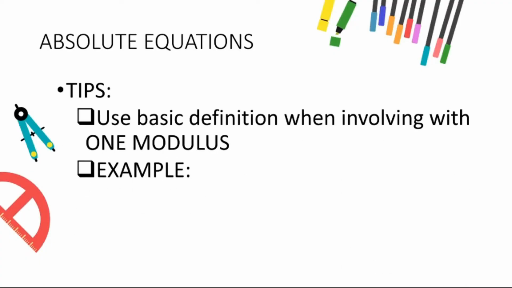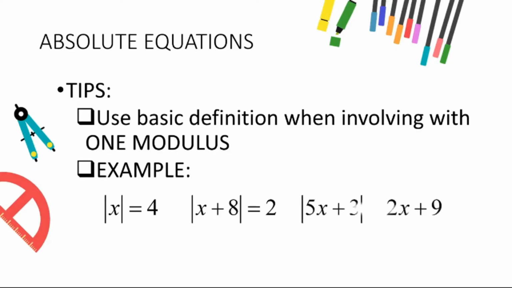First one, we use the basic definition when involving one modulus. For example, absolute value of x equals 4, absolute value of x plus 8 equals 2, or absolute value of 5x plus 3 equals 2x plus 9.